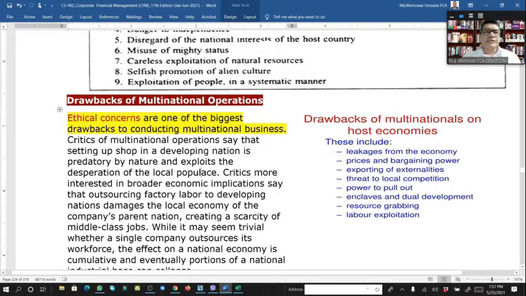Thank you, sir. Thank you. So then, drawbacks of multinationals on the host economy. What is the drawback?